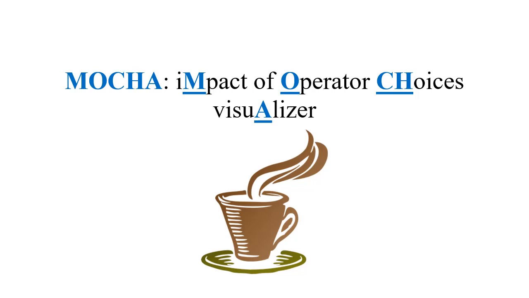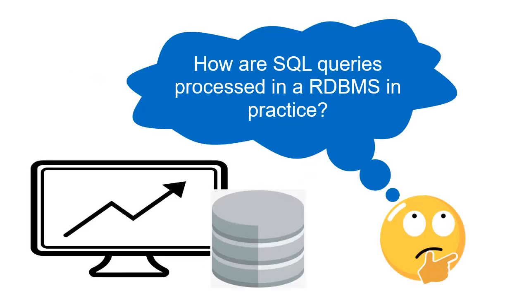In this demonstration, we present MOCHA, a tool that facilitates exploration and visualization of the impact of alternative physical operator choices on a selected query execution plan for a given SQL query in PostgreSQL. The widespread usage of Relational Database Management Systems, or RDBMS, has resulted in continuous demand for database systems courses.